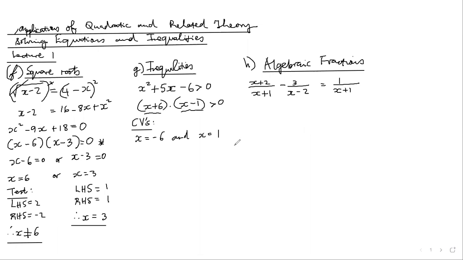Critical values do not mean these are the solutions to the inequality. It simply means that they are critical. They are important to us. They are significant, right? So here's a negative 6, here's a 1, relative positions on a number line. The greater than 0 will indicate that we can't include critical values. So diagrammatically or graphically, if you like, we indicate that with an open circle.